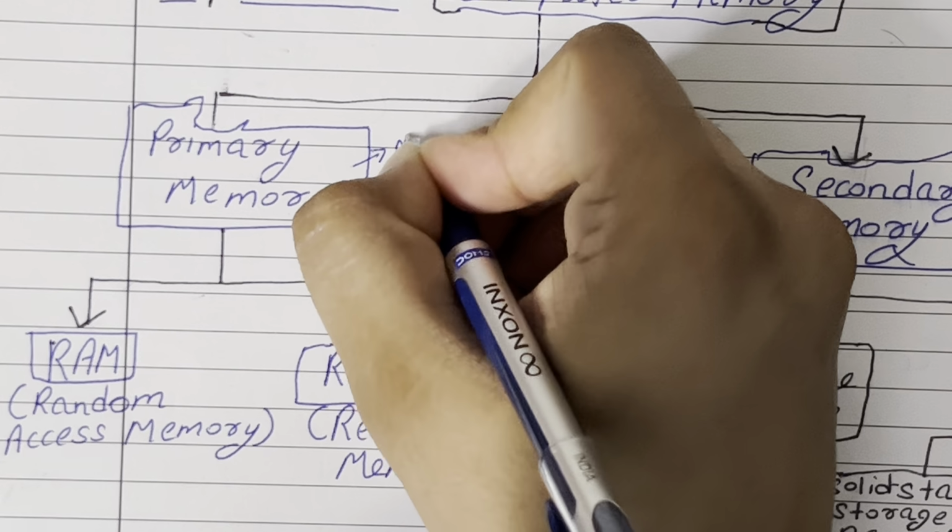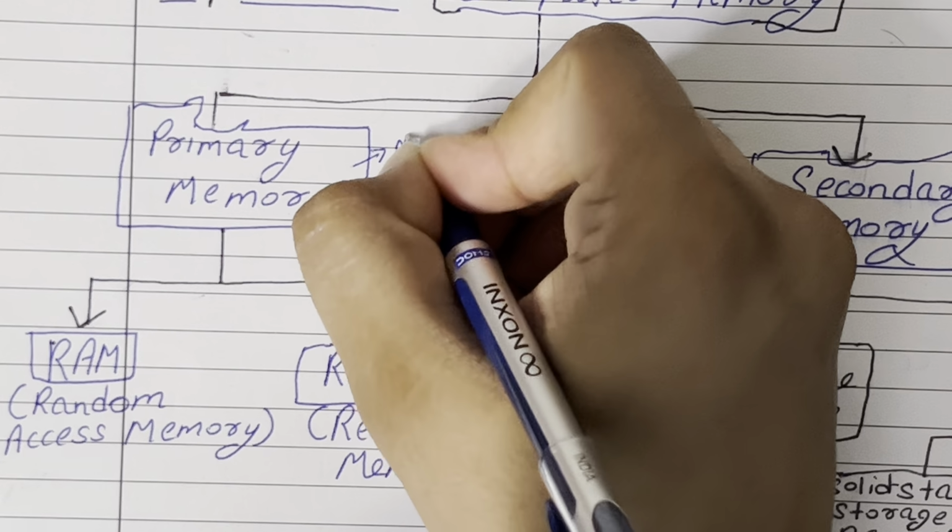Now let's talk about RAM. Primary memory is also further classified into two types, RAM and ROM. Let's first discuss RAM. So guys, RAM stands for random access memory.